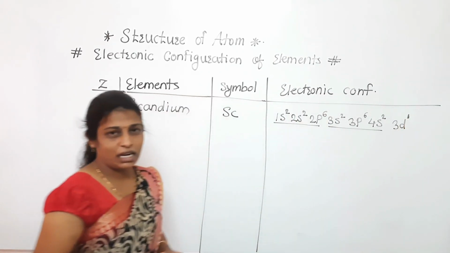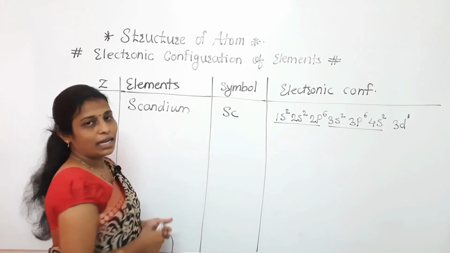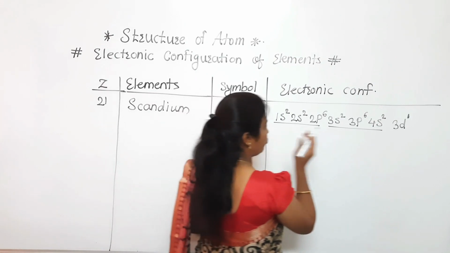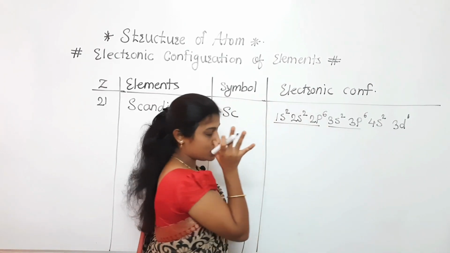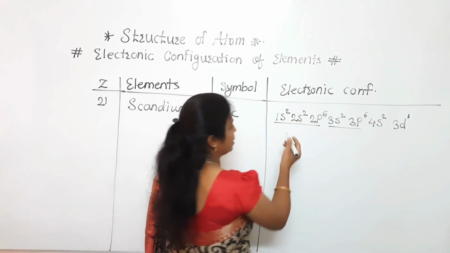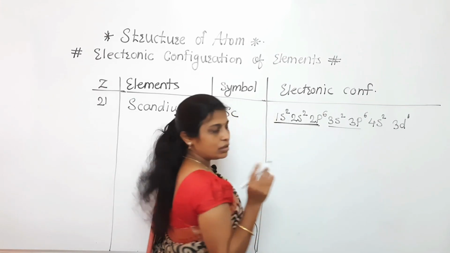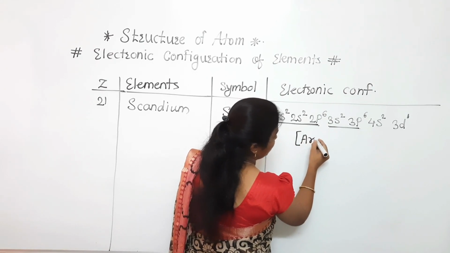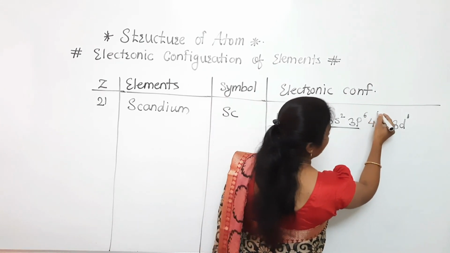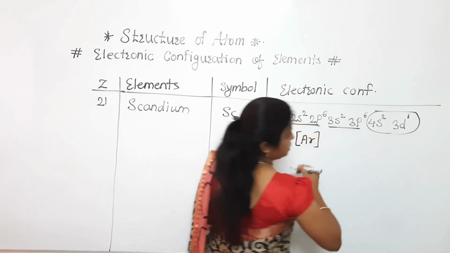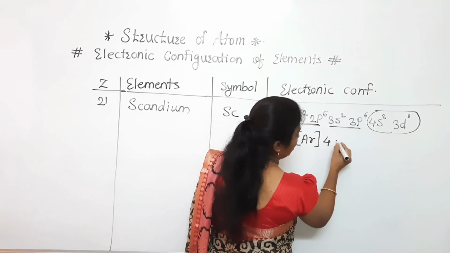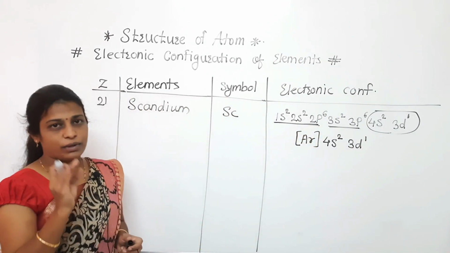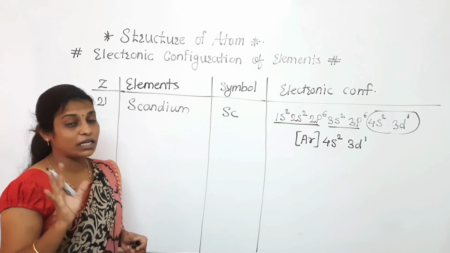This is the only element which I am telling you to write like that. Otherwise we will write the electronic configuration in the short form, using the inert gas. Neon means 10 completed, argon means 18 completed. So for this one I have written argon, and the remaining part is 4s2 3d1. So I am writing here 4s2 3d1. For the first example I will explain everything in detail.